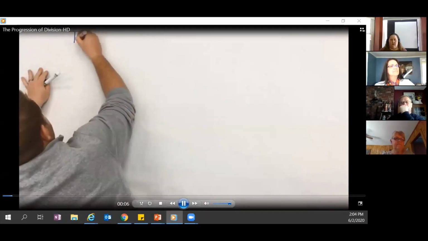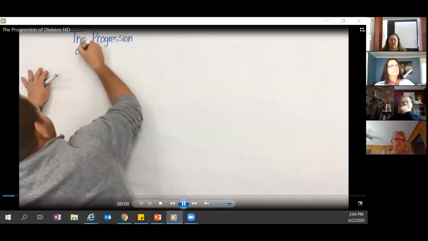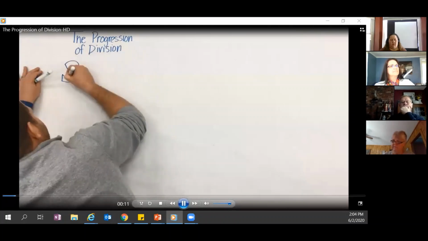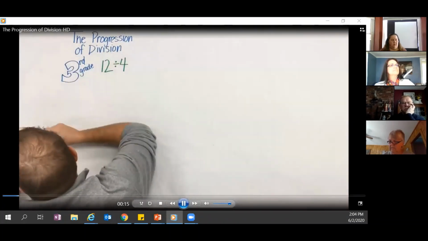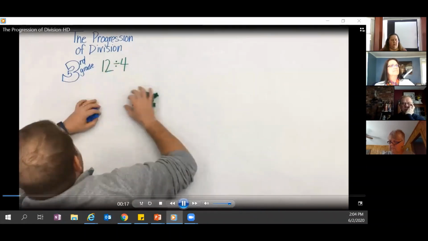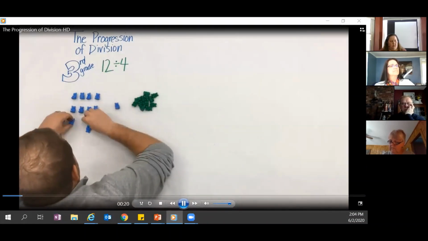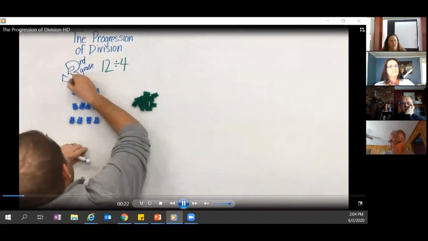Of all the things that students must learn by the time they leave elementary school, division might be one of the toughest. So here we look to tackle the progression of division, and it starts in third grade. So take this for example, 12 divided by 4. Let's see what happens.